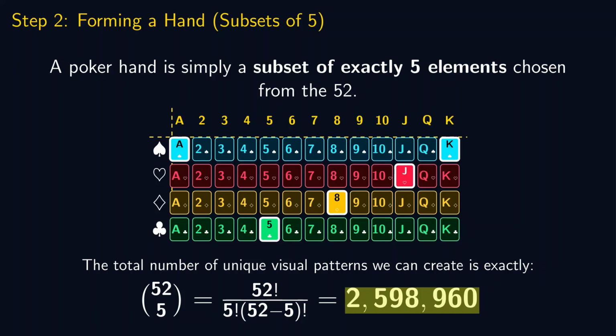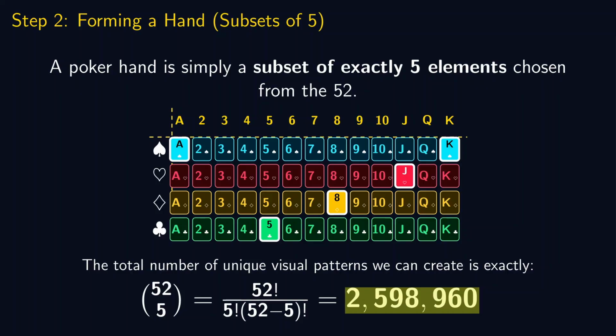To make this concrete, here is an example of one such hand highlighted on the grid. We have the Ace of Spades, the Jack of Hearts, the 8 of Diamonds, the 5 of Clubs, and the King of Spades. 5 cards. 5 cells highlighted in the grid. That is one hand out of nearly 2.5 million possibilities. Every single one of those 2,598,960 visual patterns, each unique way of lighting up exactly 5 cells in our 13x4 grid, is a distinct poker hand.